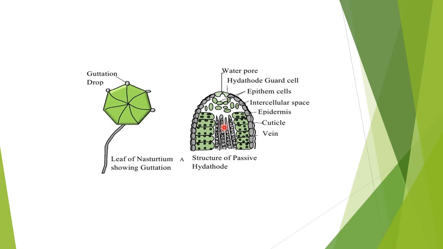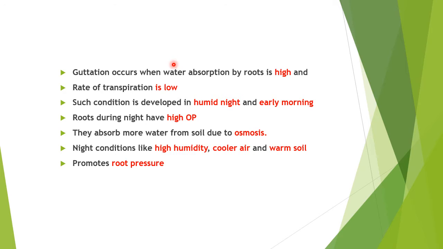So this is called the passive hydathode. Water will be coming from this into these intercellular spaces under pressure, and then it will be released through this water pore in the form of guttation droplets. So what is the condition when guttation can occur? When water absorption by roots is high. That means there is a situation where roots are absorbing water, but there is no transpiration from the aerial shoots.